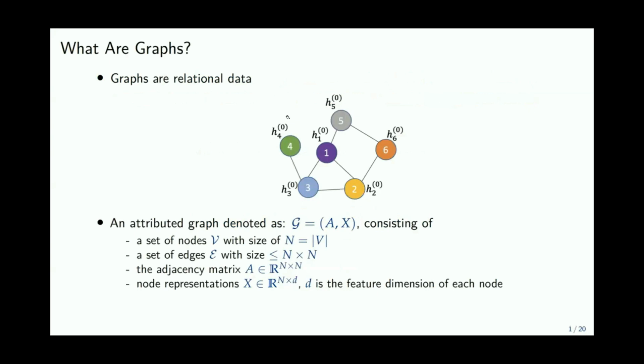A graph can be represented as G equals (A, X), which consists of a set of nodes. From this graph, we can see that we have a node set V and also a set of edges E, and the edge represents the link between the nodes. A represents the adjacency matrix, and X represents the node representations.